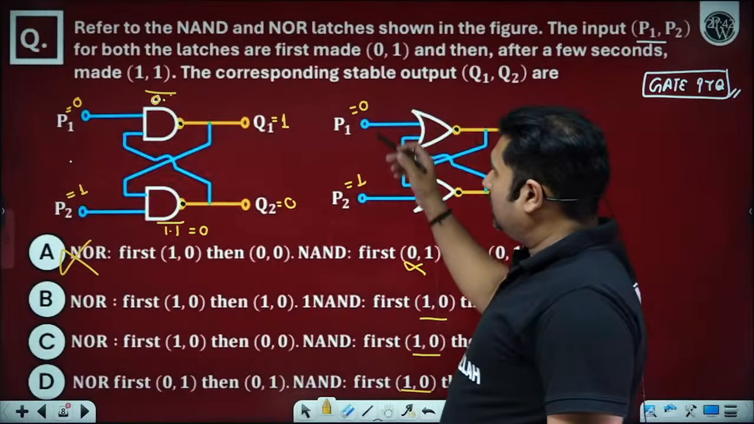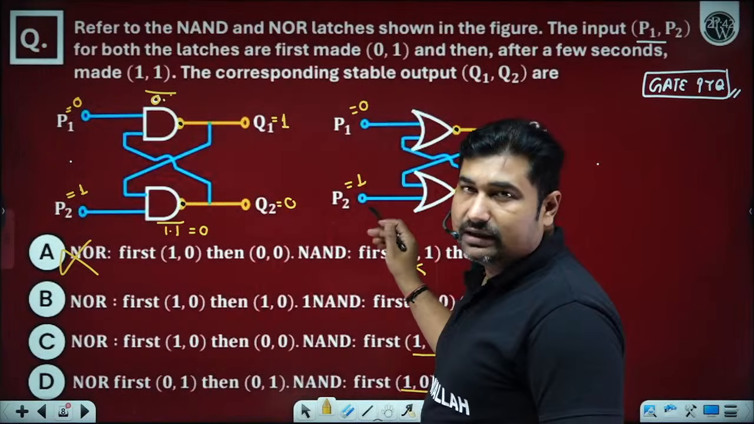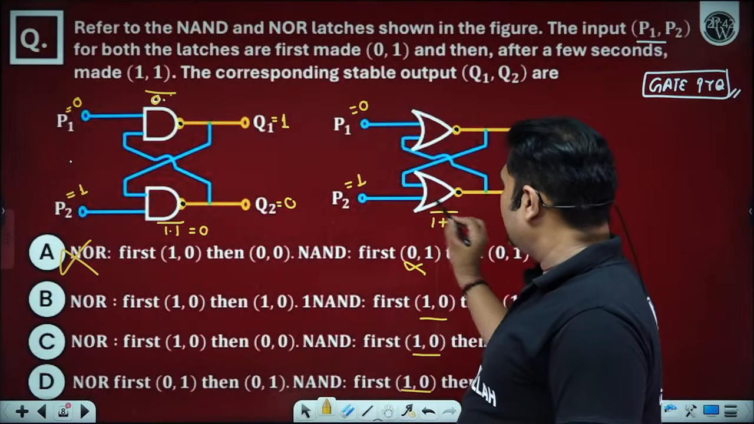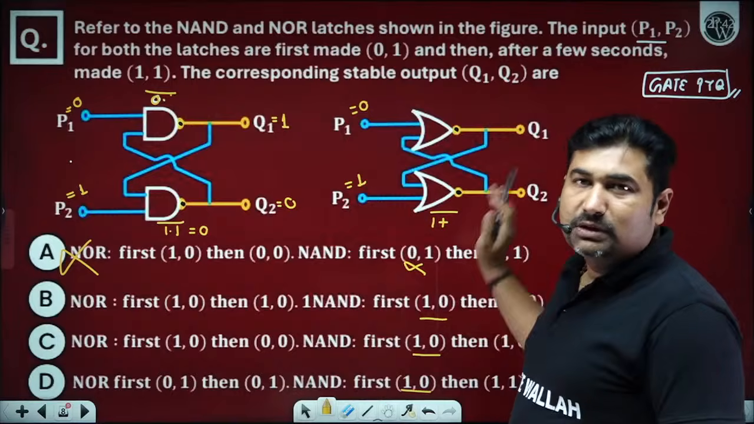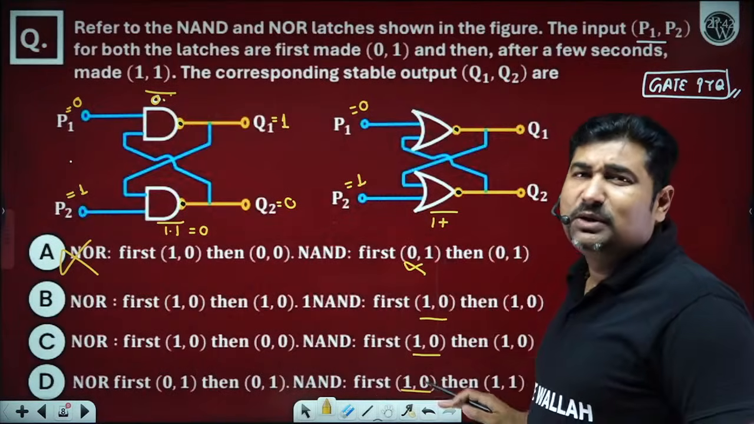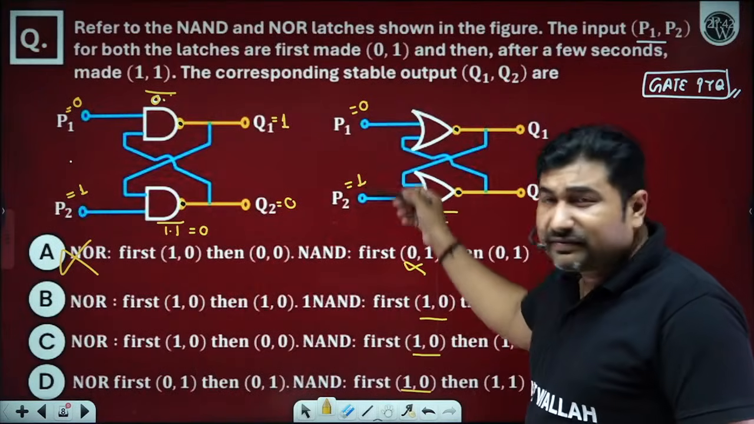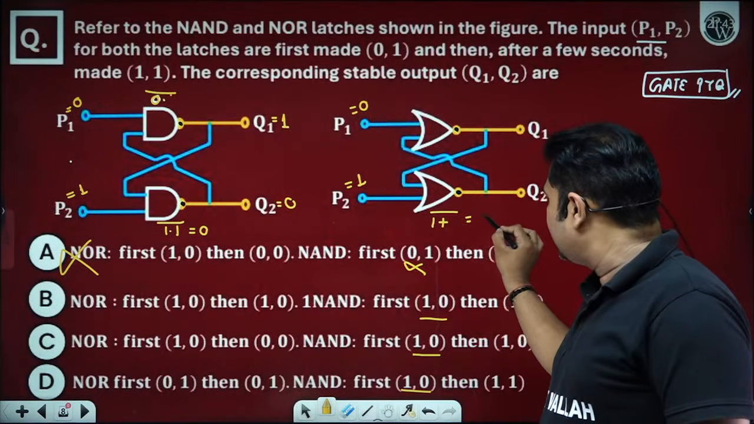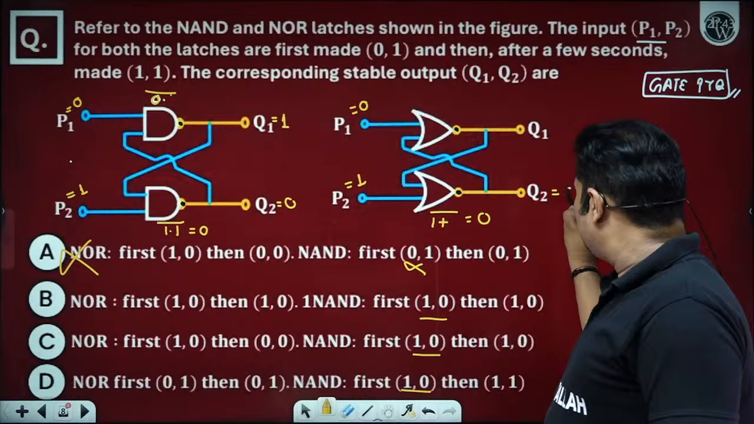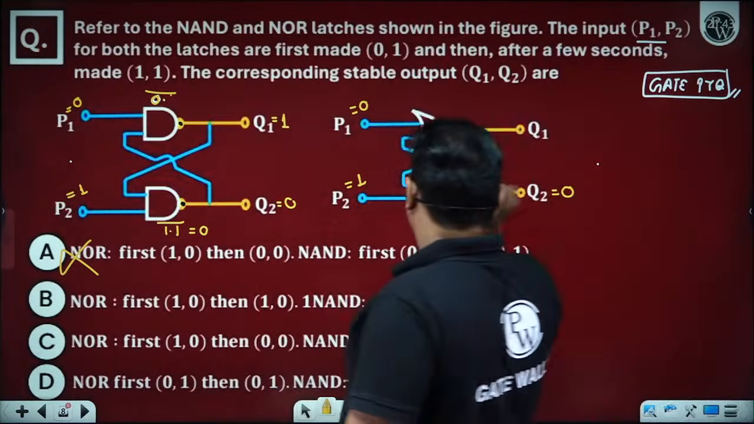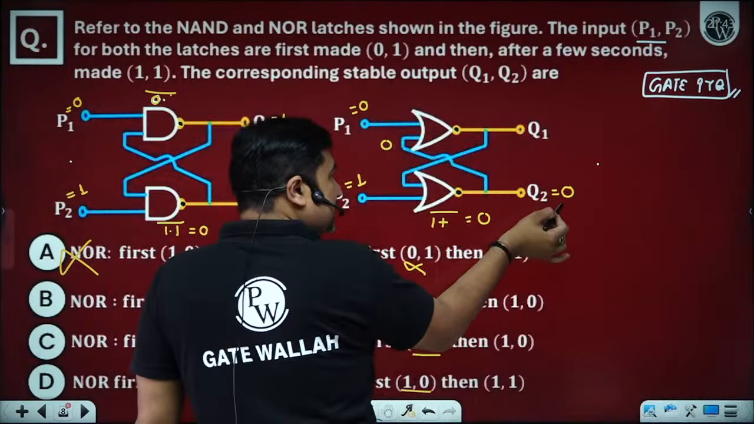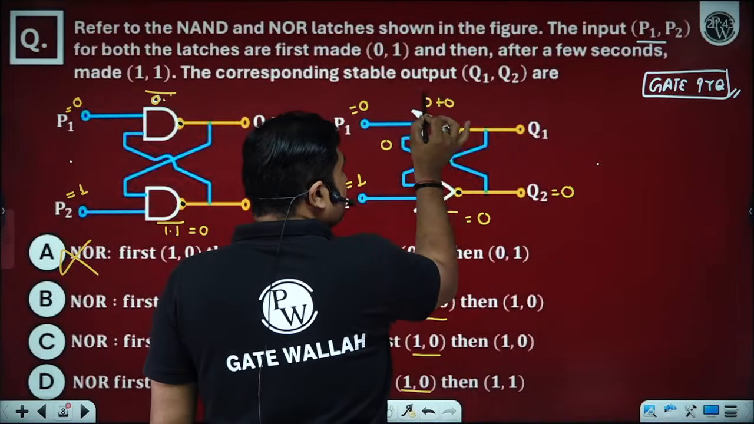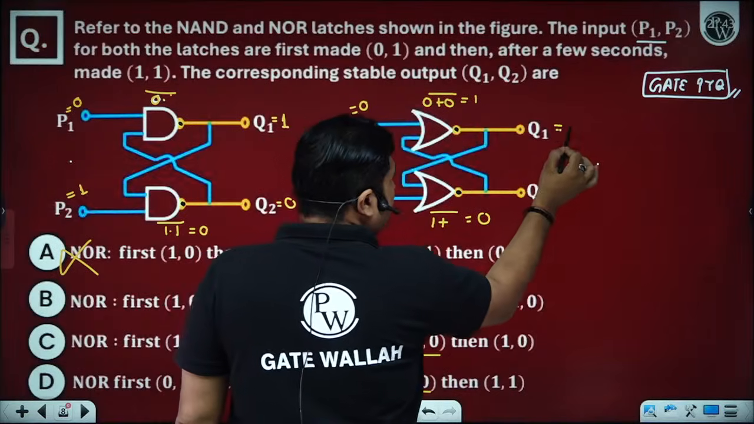Now come to the NOR latch. For input 0 1, always follow disable, because if this is 1, we don't know about the previous state. We don't want to know about the previous state, because if any one of them makes the particular gate disable, follow that. 1 plus anything is 1, its complement is 0. So this Q2 will become 0. Now this 0 will come here. As Q2 stabilizes to 0, so 0 will come here. 0 plus 0 is 0, complement is 1. So Q1 will become 1.